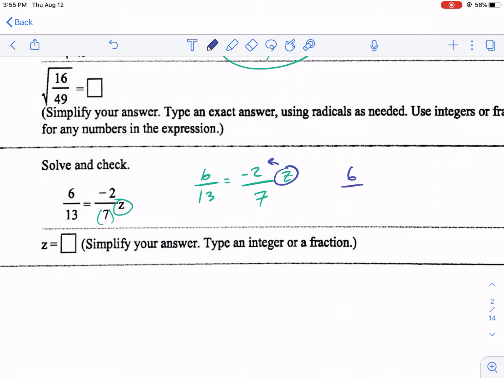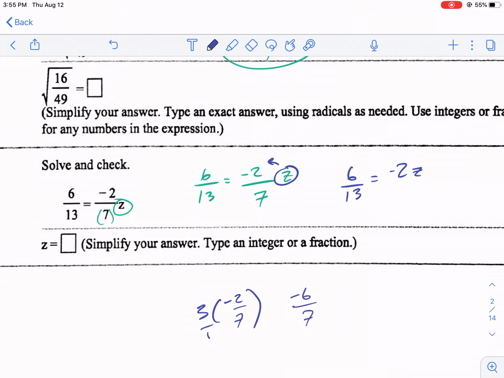Okay, so then 6 over 13 equals negative 2z. Anytime you have a number or variable or whatever it is out in front of a fraction, it goes in the numerator. It gets applied to the numerator. For example, if you have 3 times negative 2 over 7, that 3 is like a 3 over 1, and then it gets applied to the top. So it would be negative 6 over 7 when you multiply.